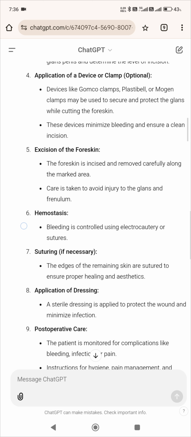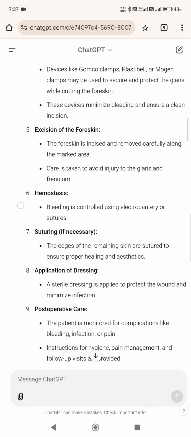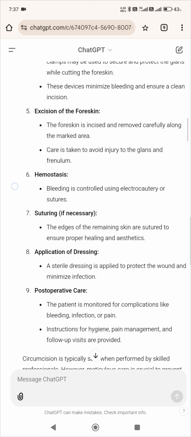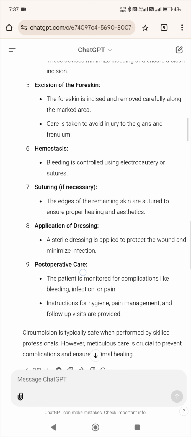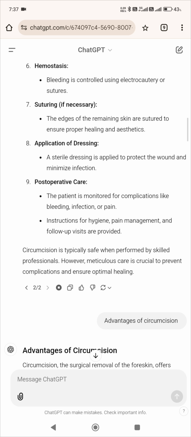5. Excision of the foreskin. The foreskin is incised and removed carefully along the marked area. Care is taken to avoid injury to the glans and frenulum. 6. Hemostasis. Bleeding is controlled using electrocautery or sutures.